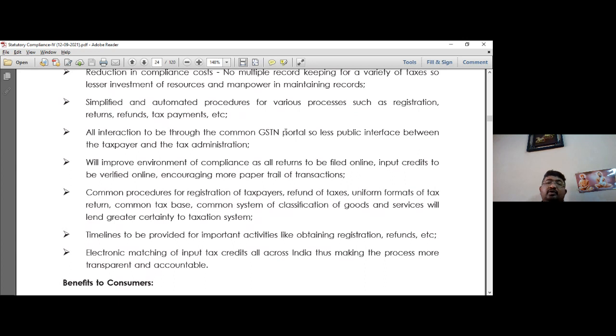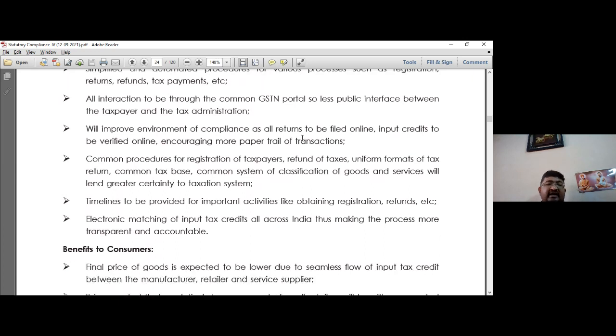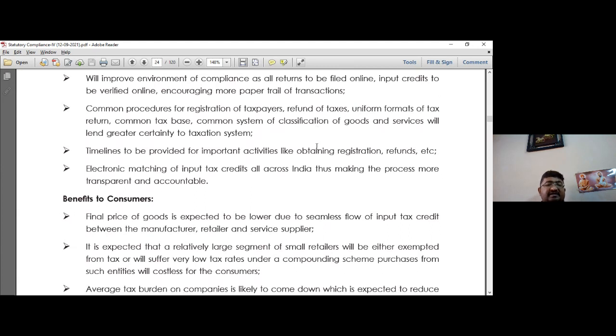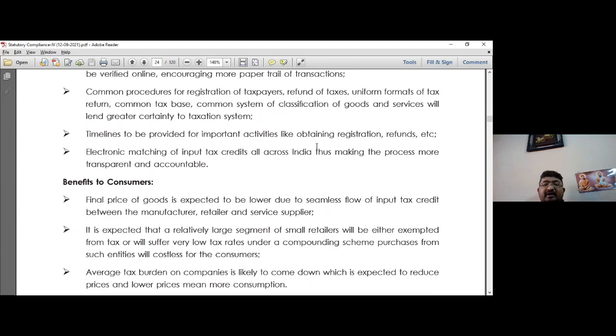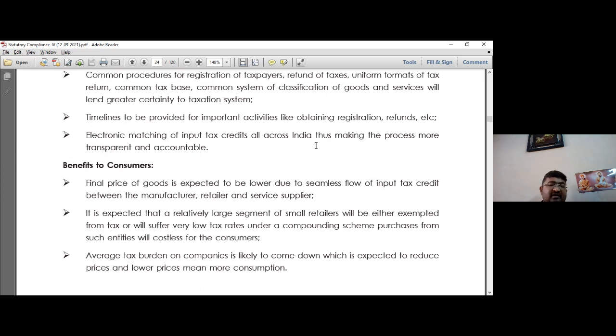All interactions through the common GSTN portal. GSTN means Goods and Services Tax Network portal. There is no manual intervention. Everything you can do through GSTN. It will improve the environment of compliance as returns are to be filed online. Input tax credit can be verified online. Common procedure for registration. Timelines to be provided for important activities like registration. All are within a prescribed timeline.